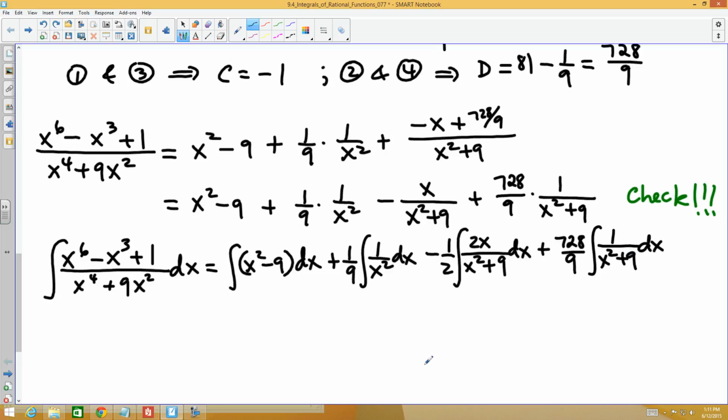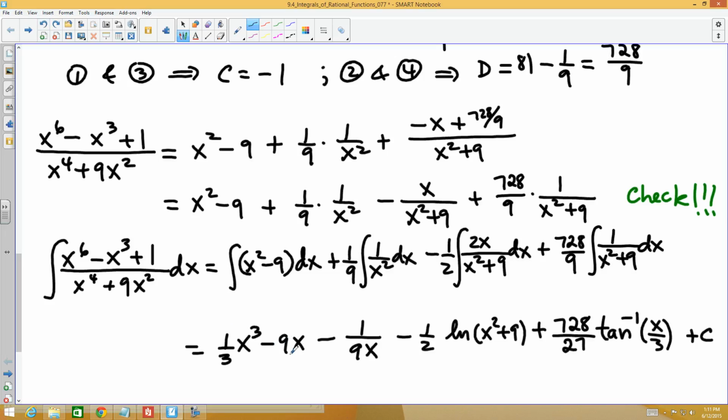Now each integral becomes easy. That is 1/3 of x^3 minus 9x, minus the integral of 1/x^2. If you take the derivative of 1 over x, it gives you negative 1 over x^2. So the integral of 1 over x^2 is negative 1 over x, and 1/9 times 1/x is 1 over 9x. Then minus 1/2 the integral of this. Do a change of variable: set u equals x^2 + 9. The differential du will be 2x dx. We have 1 over u du, which is ln of u, and u is x^2 + 9. That's how we get this term.